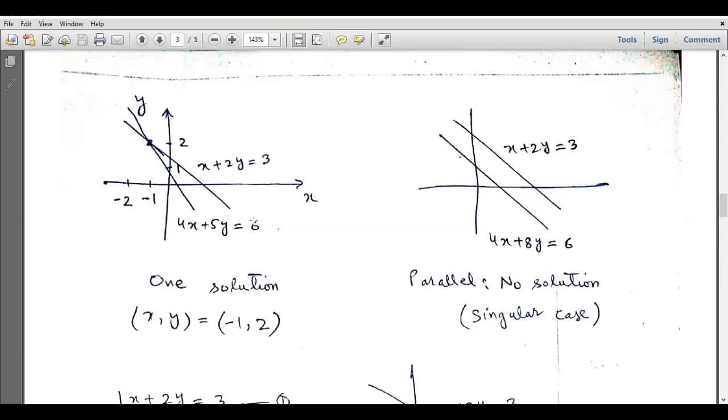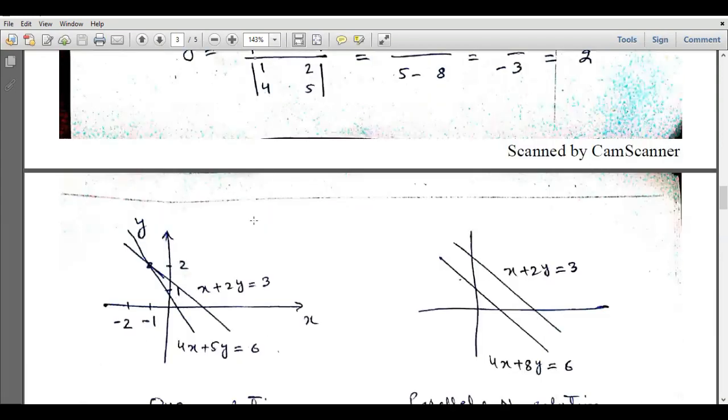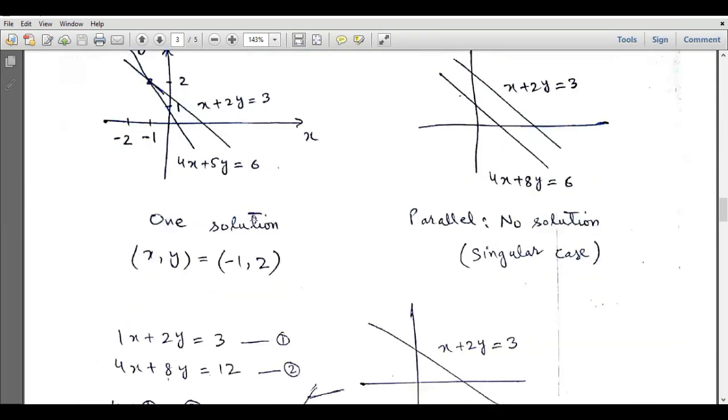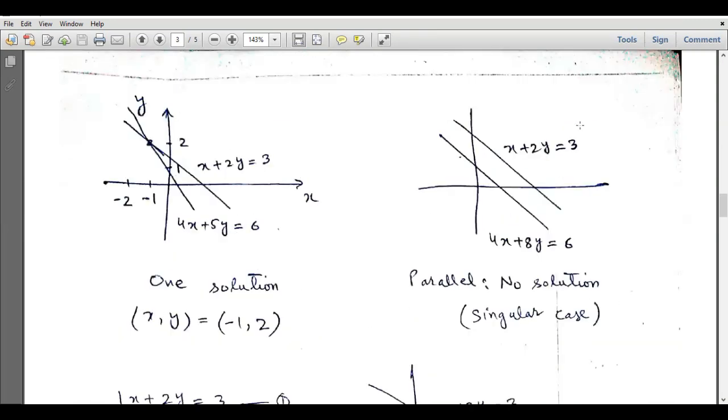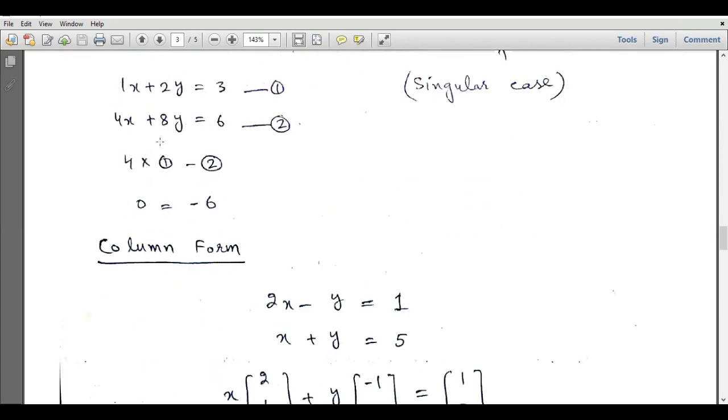So in some cases, we are given two equations, but the solution of those two equations is not defined, right? For example, if we have one equation x plus 2y is equal to 3, and second equation is 4x plus 8y is equal to 6, and if we try to solve this set of equations, they are written over here: x plus 2y is equal to 3, 4x plus 8y is equal to 6.